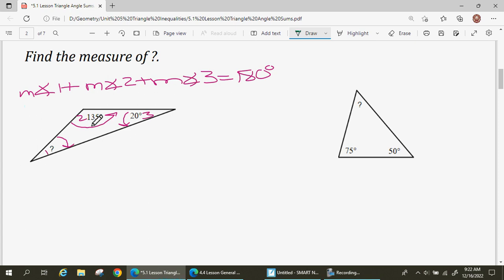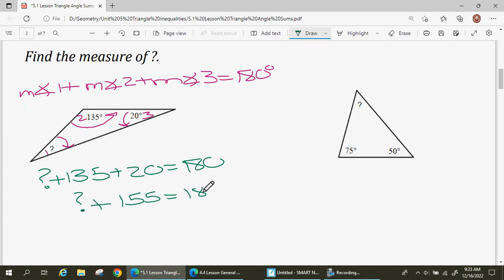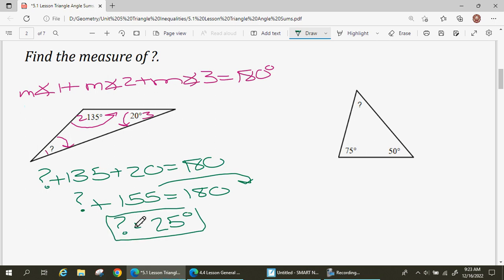So here we have two angles, 135 and 20, and we want to know what this missing one is. Well, we can add them all up. All three of those angles should add to 180. And then, much like we have recently, we have an equation to solve. And sometimes they'll be easier than others. I'm going to do 155 over here, which makes it negative. And so 180 minus 155 is 25. So our missing angle in this triangle is 25 degrees.